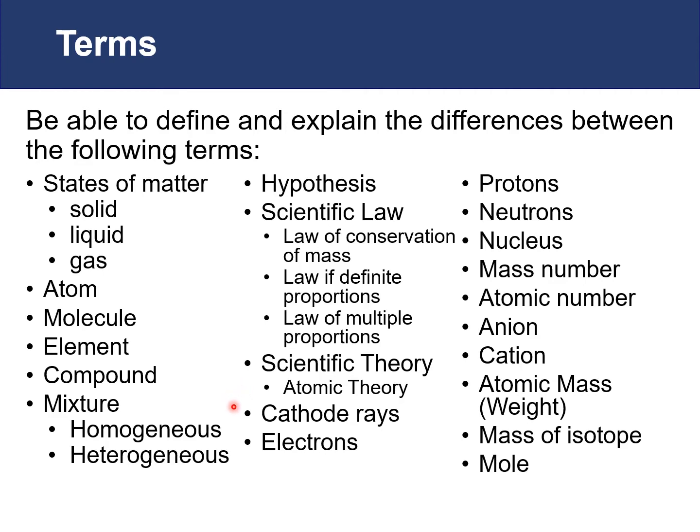What do we mean by cathode rays, electrons, protons, neutrons, the nucleus? What is the mass number, atomic number, anions, cations, atomic mass, sometimes called atomic weight, the mass of an isotope, and what do we mean by a mole? So what you'll be expected to be able to do is define each one of those terms and explain the differences between two or more related terms.